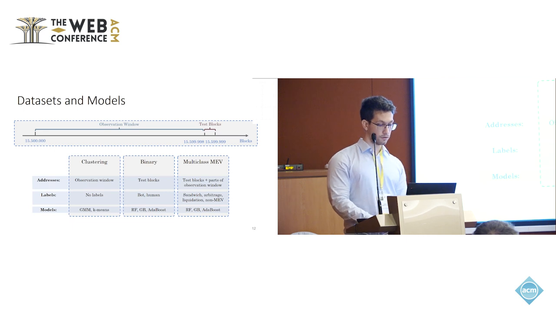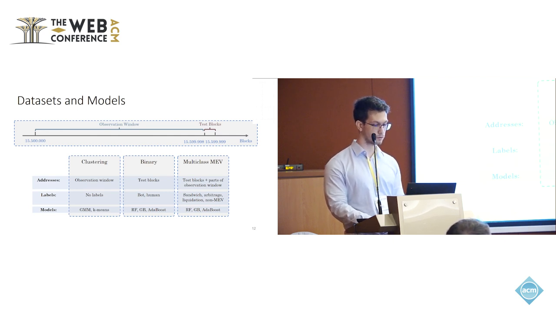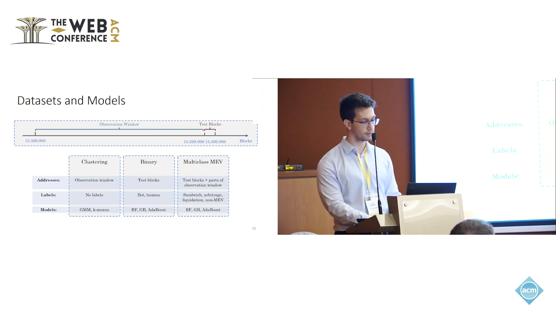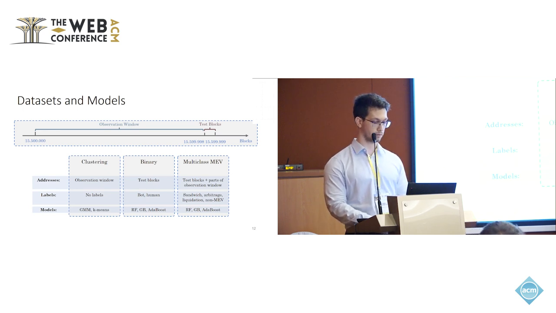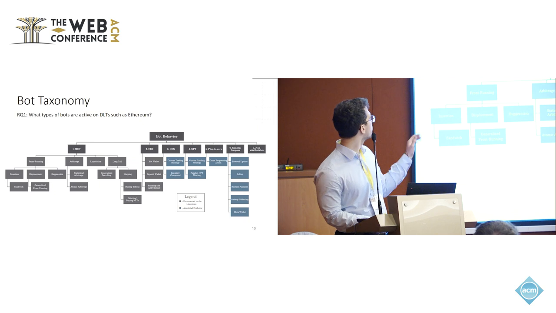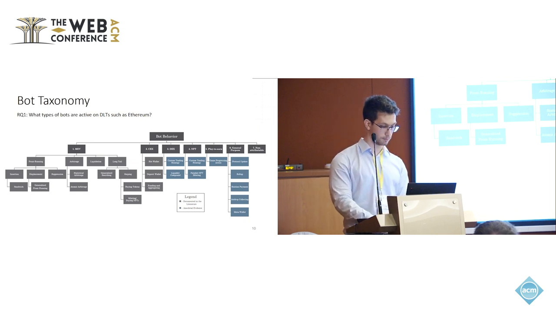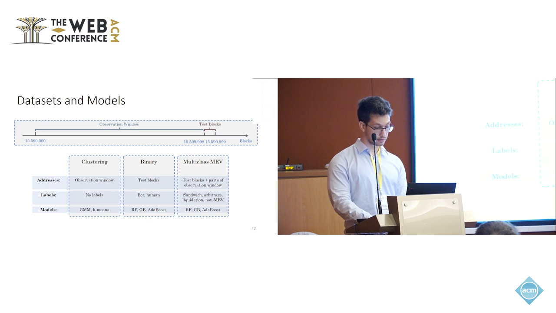And finally, there is the third dataset, the multi-class MEV dataset. We take data from addresses sending in the test blocks, but also some that are not, that are found automatically by MEV-inspect. And we have four labels for these: sandwich, arbitrage, liquidation, and non-MEV. These first three labels are subclasses of maximal extractable value. I'll go back for a second. You can see it here on the left side. I'm talking about these here. And we take the same models for the multi-class problem as for the binary problem, just the multi-class version of those models.